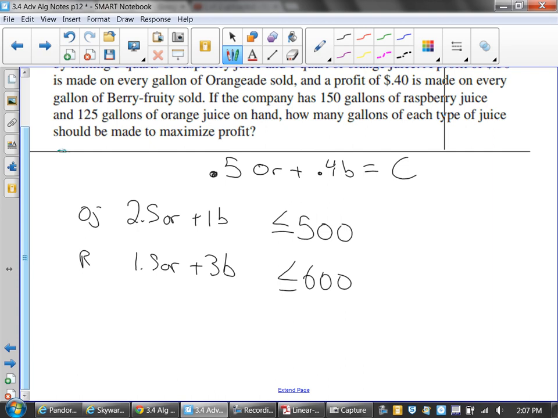One of the worst things about this problem is the fact that they're talking about using gallons of orange juice to make Orangeade and gallons of raspberry juice to make Berry Fruity. The names are so similar. I don't like that part.